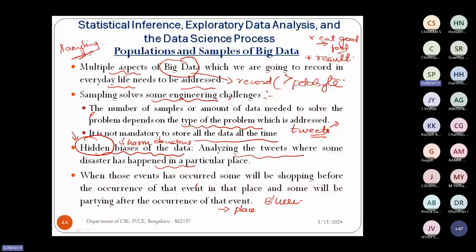What are you going to have? During that time, some people will be shopping outside, and it will be raining, so I'm not going. In some places, some people are going to have a party. Just when you are doing this particular scenario, okay, now what will happen? If you observe the tweet, that tweet is coming from Chennai, because the person who is residing in Chennai, so coming from Chennai.